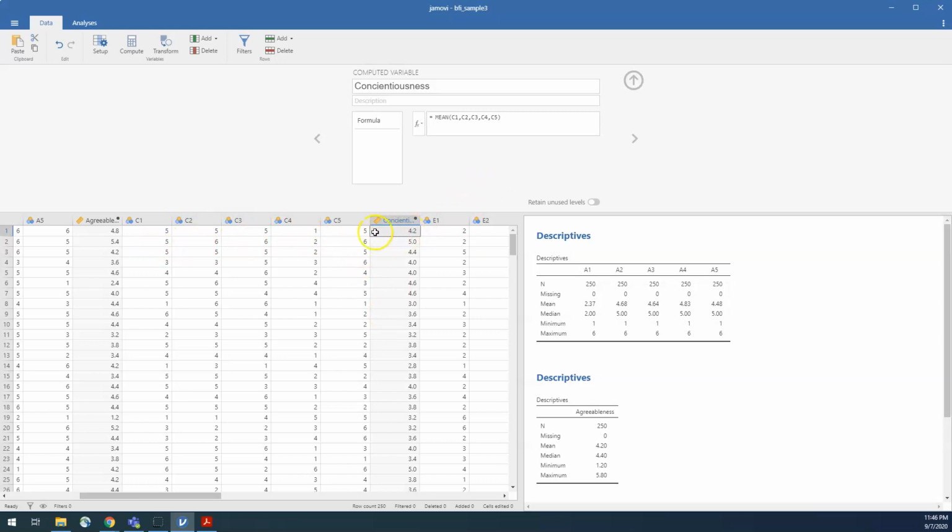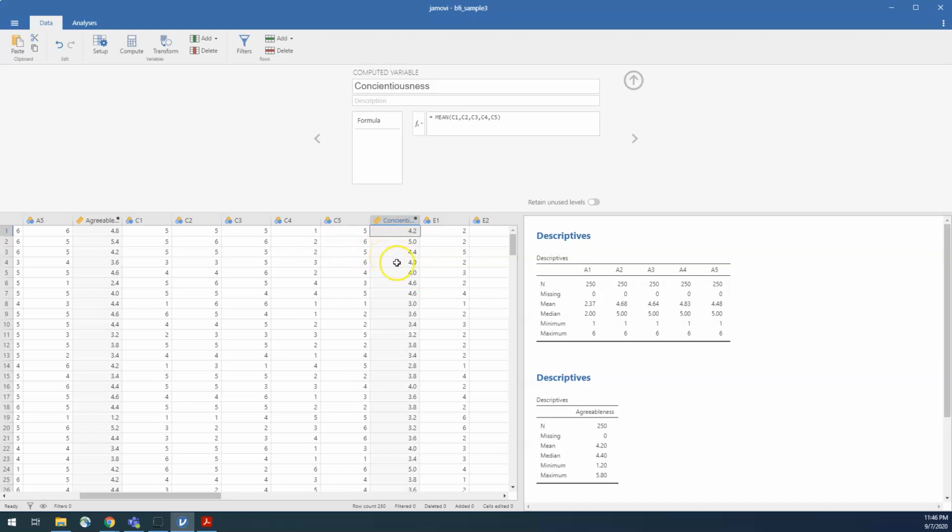So the average of person 1's 5 conscientiousness variables is 4.2, and that makes sense since they had 5, 5, 5, 1, and 5. So this 1 kind of brought it down from being an average of 5 down to a 4.2. This person had 5, 6, 6, 2, 6, and their average is therefore 5. So this is giving me an average for each person across those 5 variables.